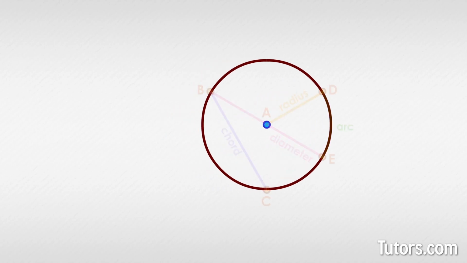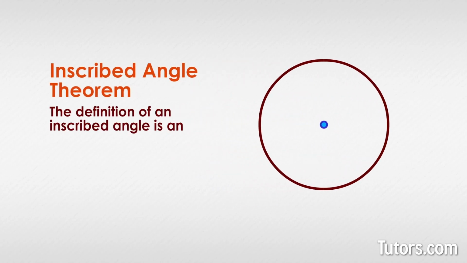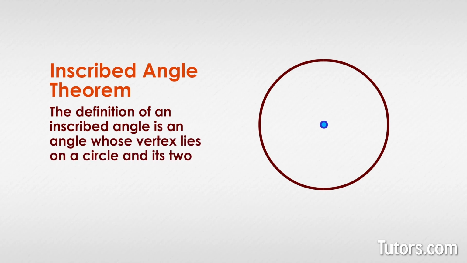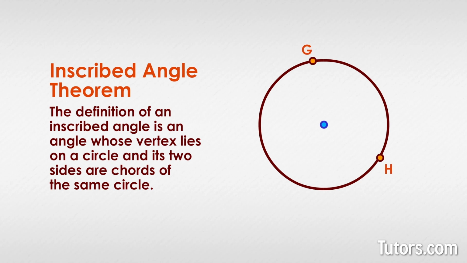The definition of an inscribed angle is an angle whose vertex lies on a circle and its two sides are chords of the same circle. In this example, we have constructed an inscribed angle. We selected 3 points on the circle, points G, H, and I. We connected G to H with a chord, GH, and we connected H to I with a chord, HI. This means angle H is the inscribed angle.